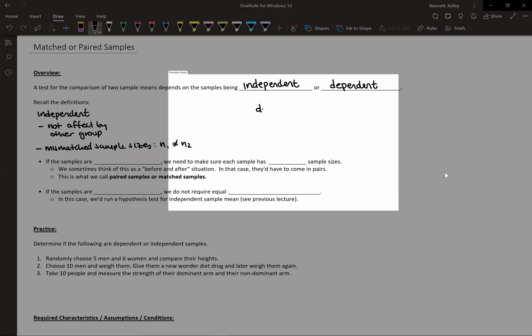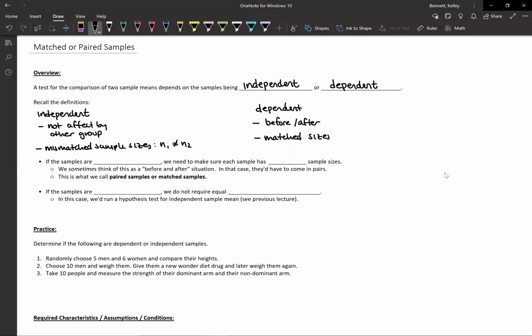For dependent samples, I want you to think of it, and this is not the hard and fast definition, but I just want you to get in your head that this should be like a before and after. And you do need matched sizes. Like you can't have one set of information have 19 values and the other set of information have 20 values, because it's really like one category looking at it before and after. So you should have 19 in both.